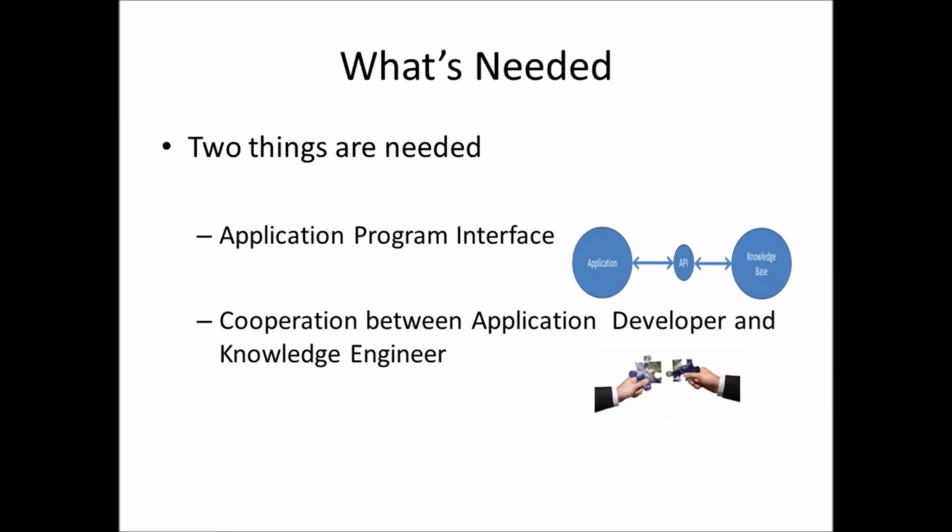So apart from needing to author our knowledge in a particular way, there are two things that are needed to produce context-sensitive help. One is an application programming interface, and the other is for the application developer and the knowledge engineer to closely cooperate during the development of the application.